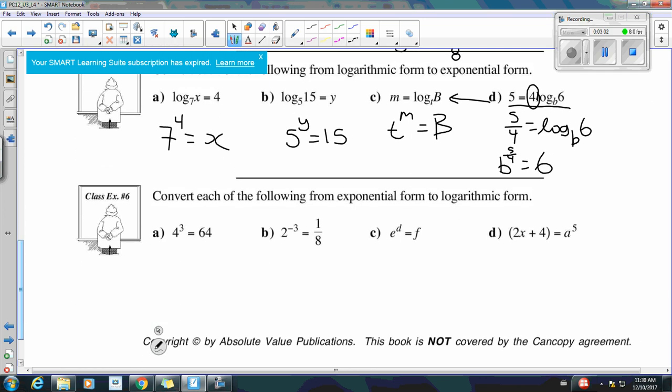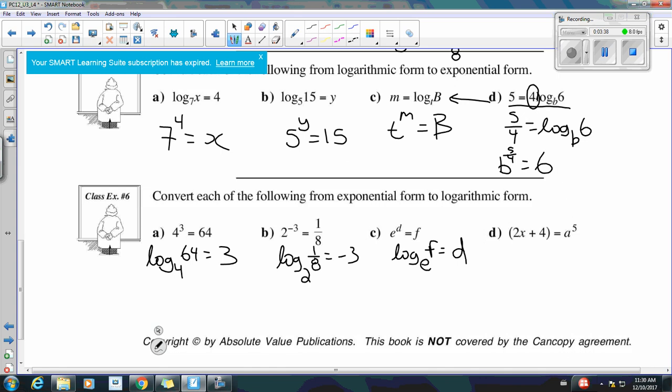Next example, now we're going to go the other way, convert to logarithmic form. So the key is the base stays the same. So if I'm writing this as a logarithm, my base is 4, my input is now 63, and that equals 3. It allows us to get the exponents unlocked. We can get to those exponents now. So we have log base 2 of 1/8 equals -3. Base stays the same. Here we have log base e of f equals d.